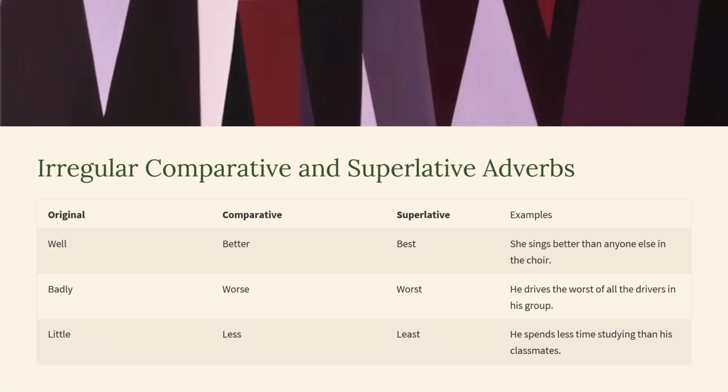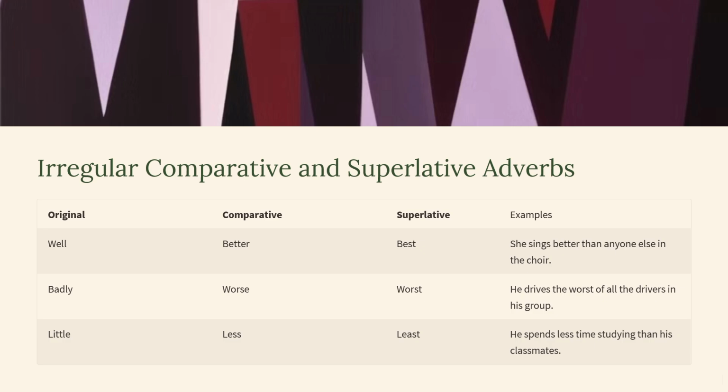Okay, so now let's talk about some exceptions, right? Because we have irregular comparative and superlative adverbs. Now, unlike the standard forms that we've seen, these adverbs don't follow the usual er or est endings or the addition of more and most. Instead, they change forms completely, so it's important to remember these unique patterns.